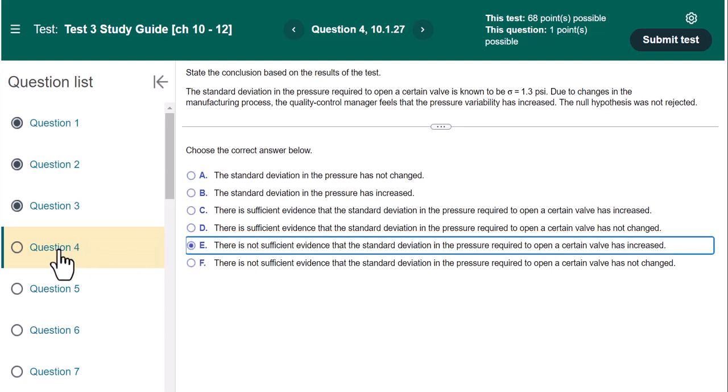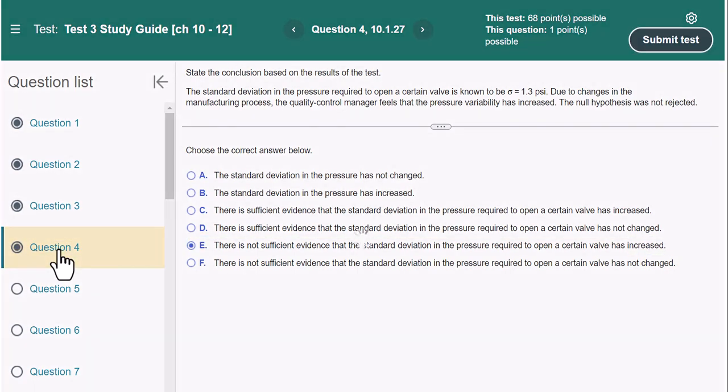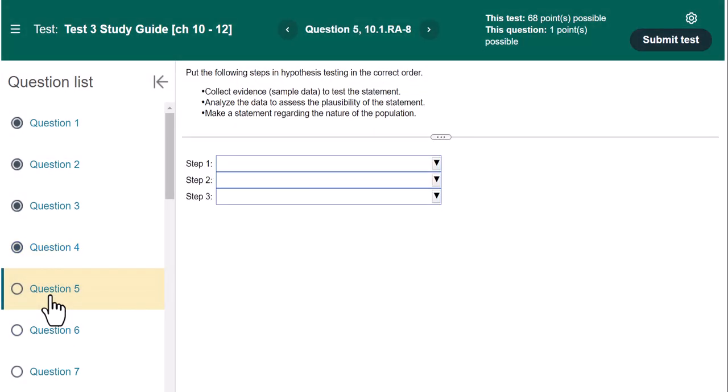Okay. Next question. Oh, that was 4. We're going to 5 now. Put the following steps in the hypothesis testing in the correct order. Collect evidence, sample data to test the statement, analyze the data to assess the plausibility of the statement, make a statement regarding the nature of the population. So let's show you how to do that. First of all, you make a statement. What is it that you want to do? Then collect evidence, and then you analyze the data.